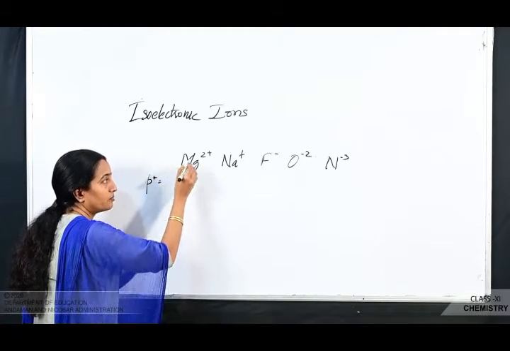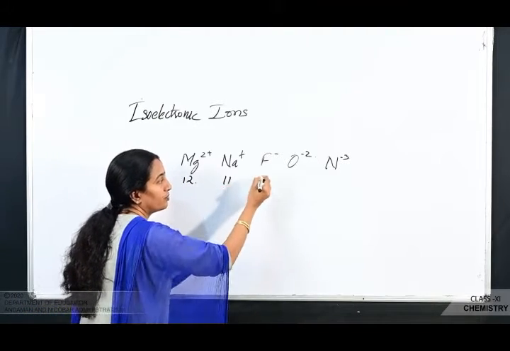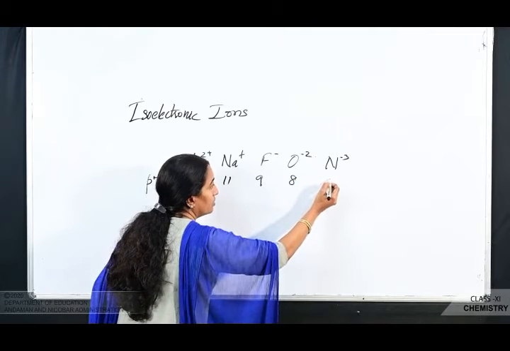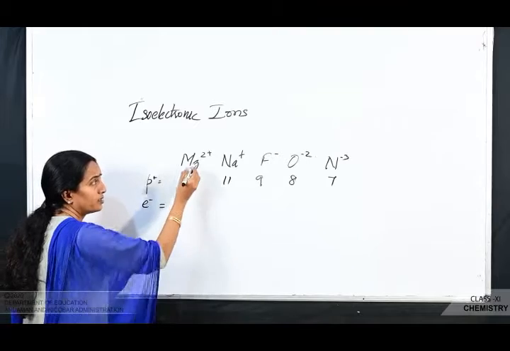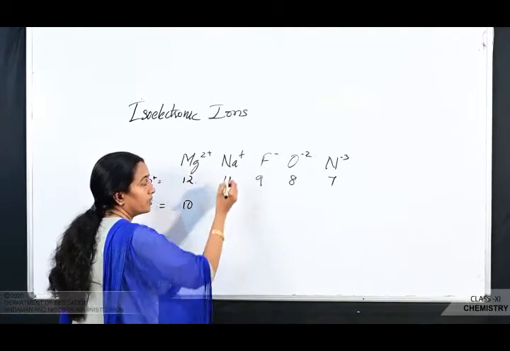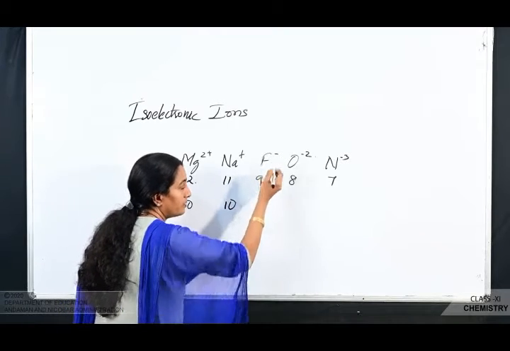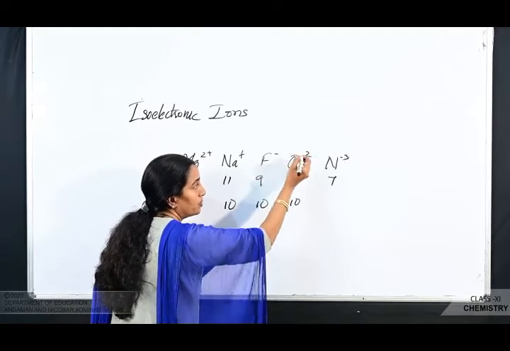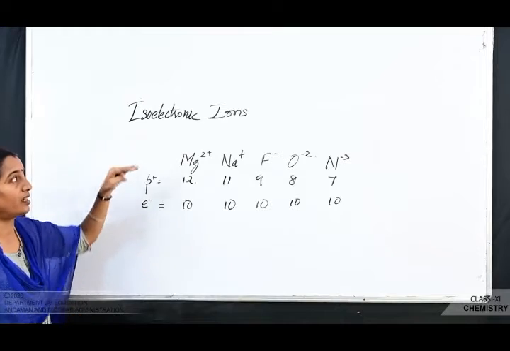That means the atomic number, nuclear charge. It is 12 here, it is 11 here. For fluorine, it is 9. It is 8 for oxygen, and for nitrogen it is 7. The number of electrons here is 10, because 12 minus 2 is 10. Here 11 minus 1, yes, 10. Then 9 plus 1, 10. And 8 plus 2, 10, and here 7 plus 3. That means what is it?